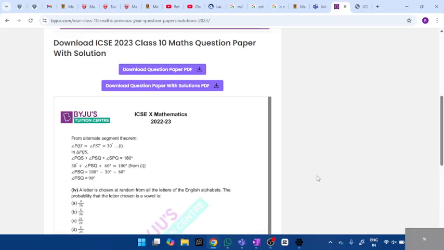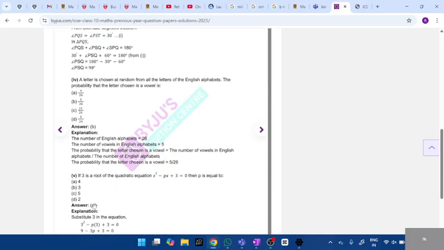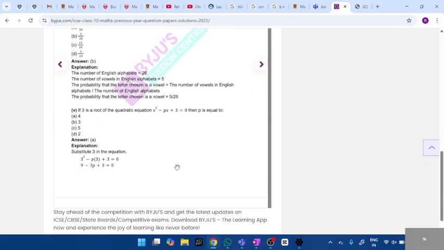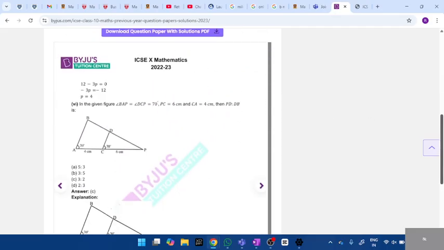That is the total outcome. All of you concentrate. Total outcome is 26. The probability that the letter chosen is a vowel. How many vowels do we have? 5. What's the answer? 5 by 26. Okay, 5 by 26. Correct. That's the answer. These are the types of questions you'll get.